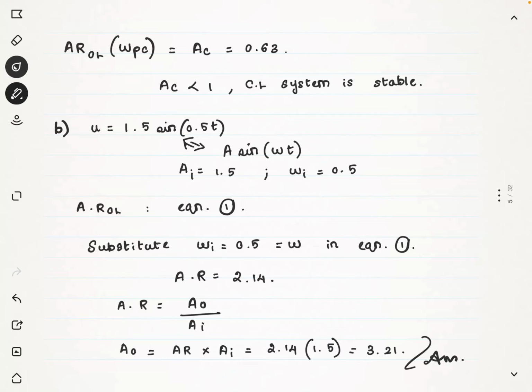And now we have to do the same thing. So what if the system is in closed loop form? In that case, what will be the amplitude of the output signal is our next question. So we are applying the same input, 1.5 into sine 0.5 t.